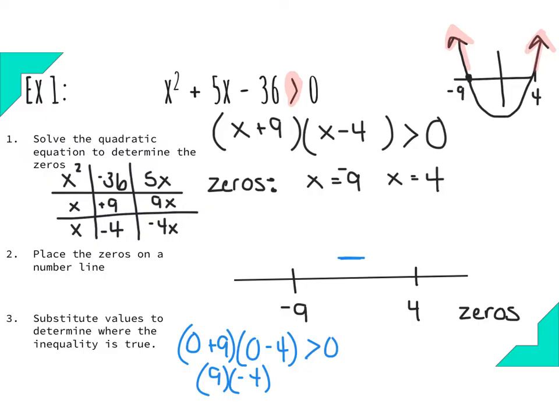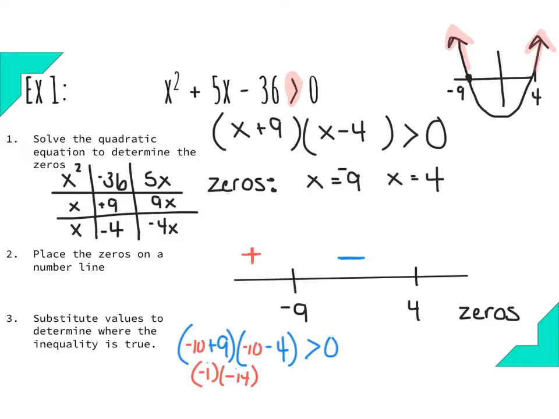Your solution is always going to be going out, or it's going to be in between the two middle ones. Now, just to show you what I mean, because it makes more sense to choose another value the first time you see this, I'm going to pick something over here, smaller than negative 9. I'm going to choose negative 10. If I plug that in, negative 10 plus 9 is negative 1, and negative 10 minus 4 is negative 14. A negative times a negative is a positive. So it's going to be positive to the left.